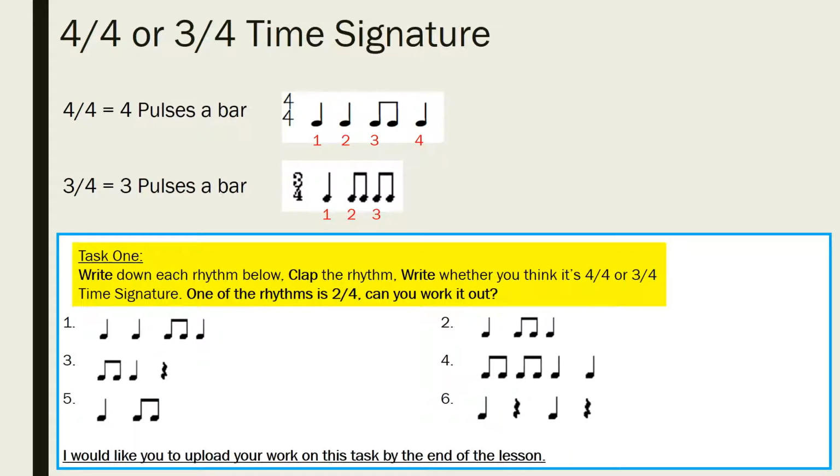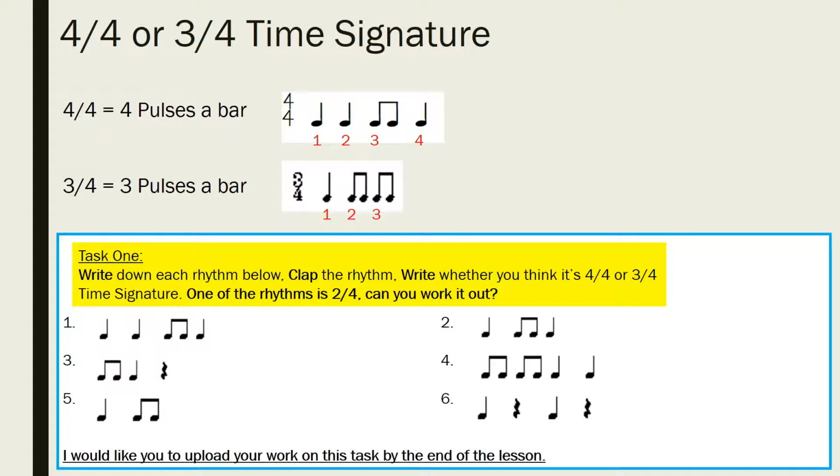For task 1, we're looking into 4/4 and 3/4 time signatures. As talked about last lesson, a 4/4 time signature means that there are 4 pulses in a bar. So when we count it, we go 1, 2, 3, 4. With our rhythm, tea, tea, coffee, tea, we have the 4 pulses that go with that rhythm. 1, 2, 3, 4.